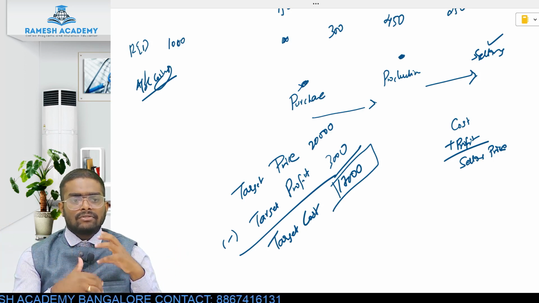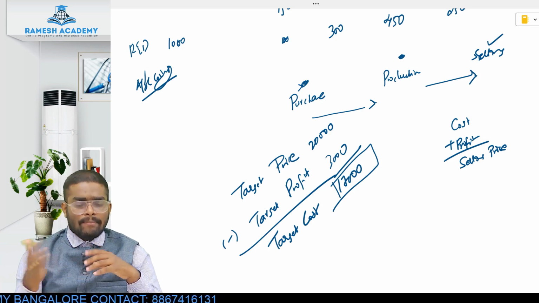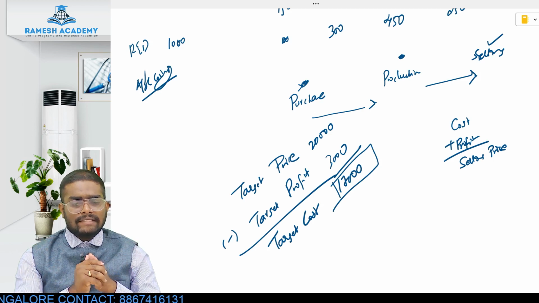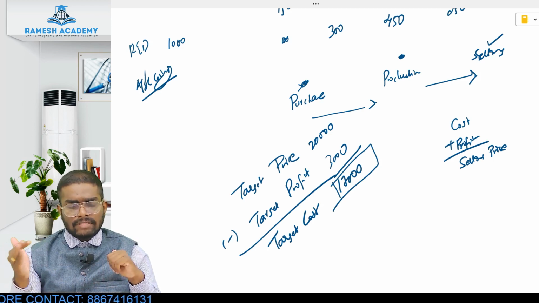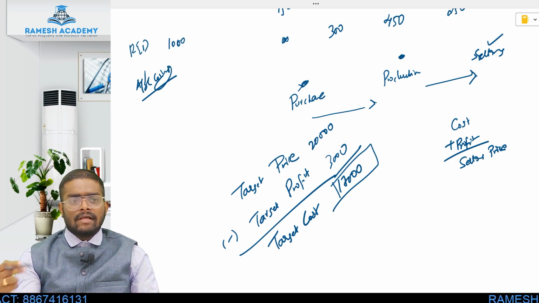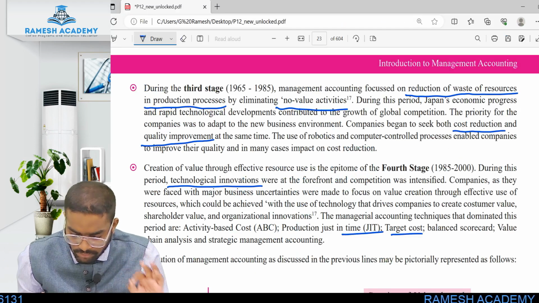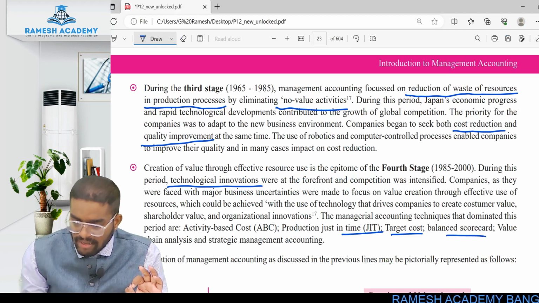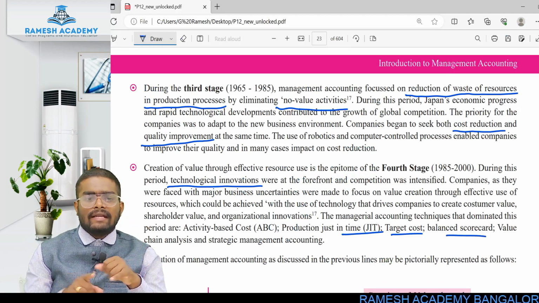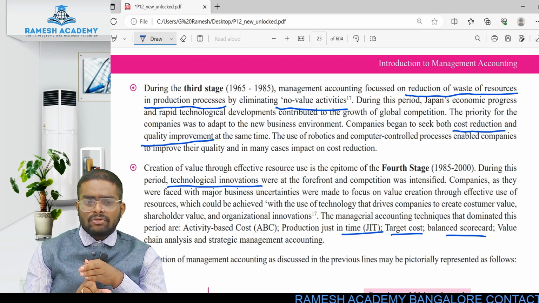There are products which are premium, like the Apple iPhone. You can't beat them. They are in the premium segment, but these are all in the same segment. That's the reason we came up with a concept called target costing. In the fourth stage, balanced scorecard. Balanced scorecard is like an analysis. We will be analyzing financial wise, employee wise, business growth wise.